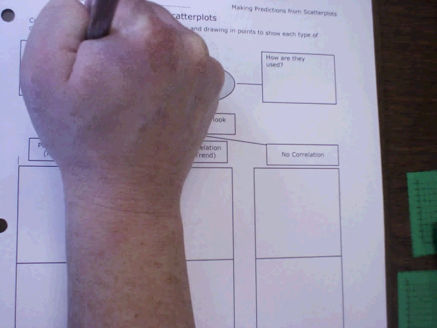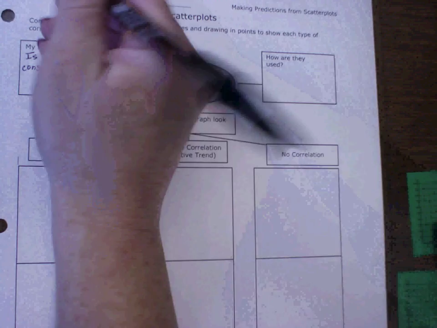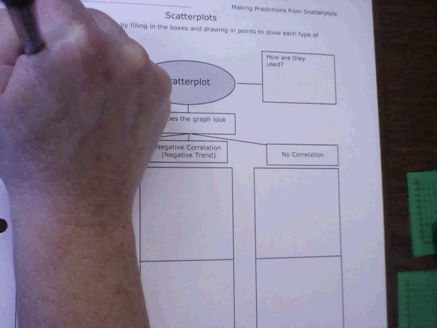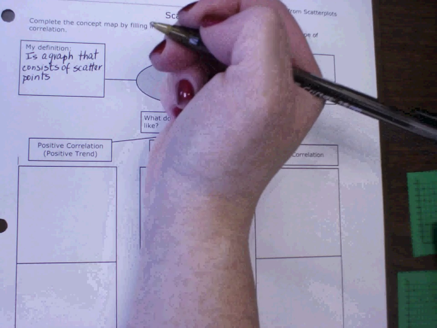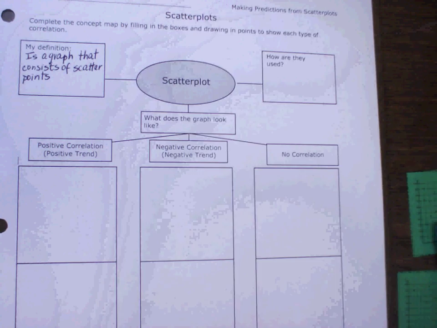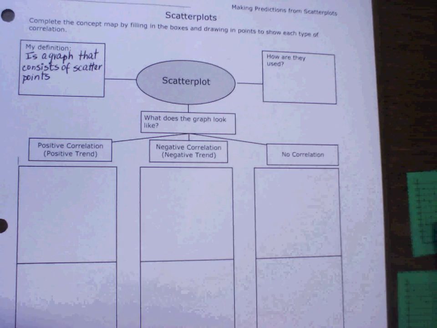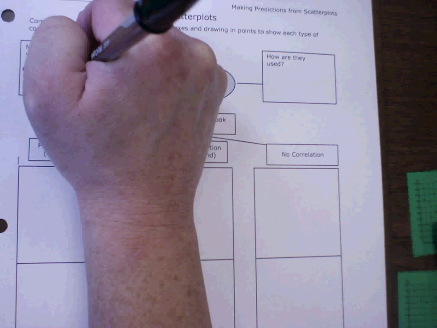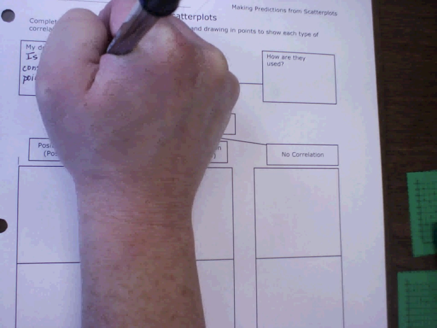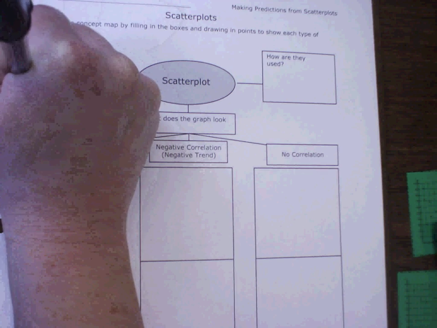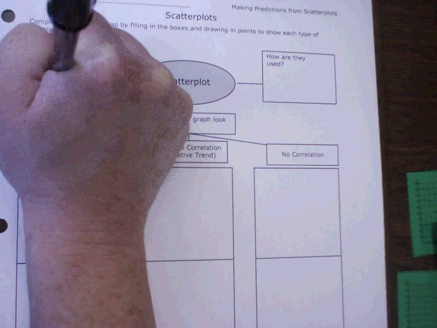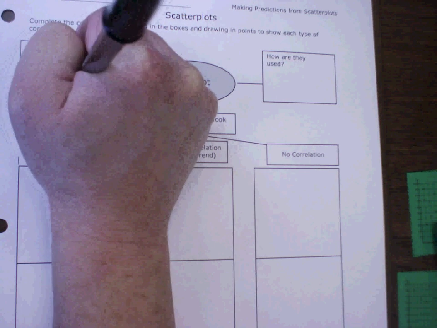So it's a graph that consists of scatter points. You need to go get it on day one. Okay, so it's a graph that consists of scatter points that relates to sets of data. Well, let's put compare. That compares two data sets. Stop talking and copy.